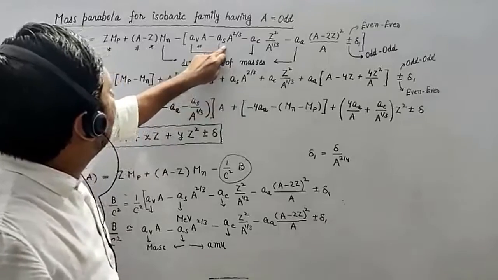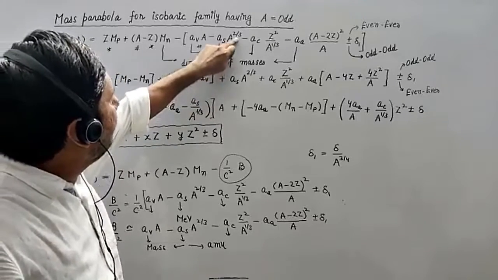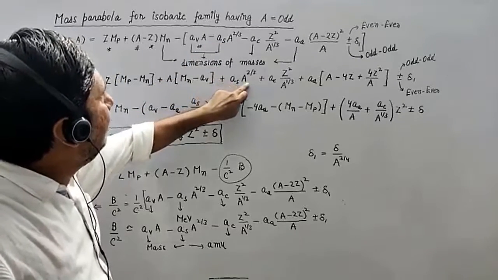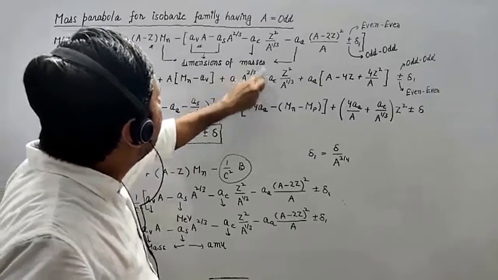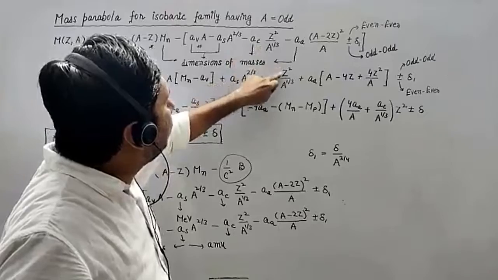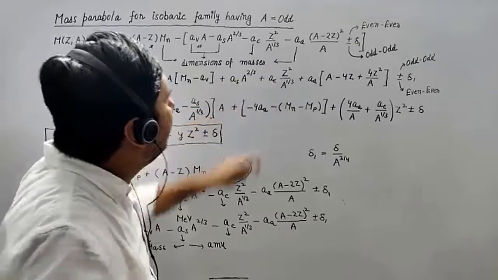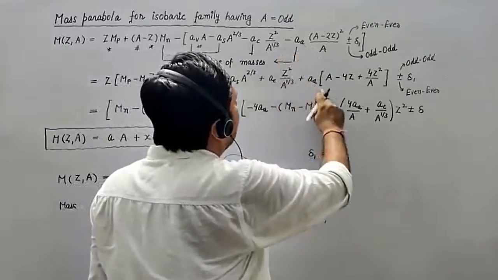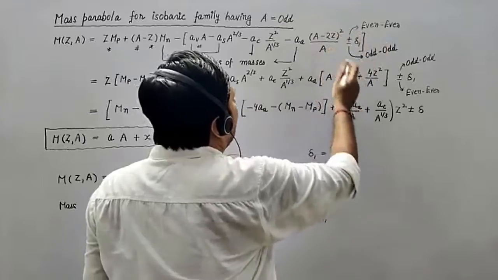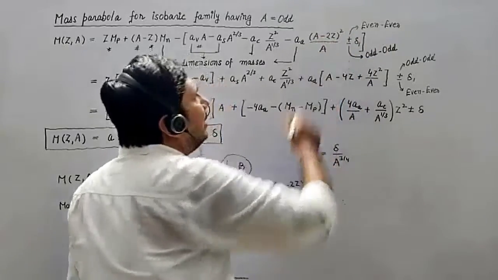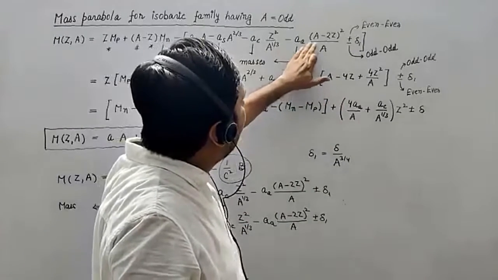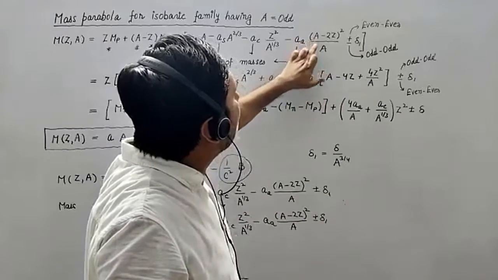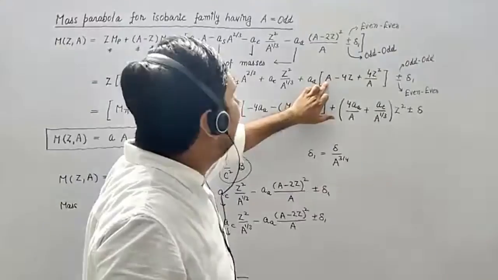After this, we have this term, AS A to the power 2 by 3. So here I have AS A to the power 2 by 3. This is the term AC Z square upon A to the power 1 by 3, and then minus AA. We have opened this bracket, this A minus 2Z square. So here in the denominator we have A, so this term will become A square by A. So here we have A.